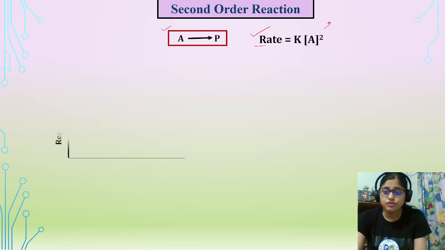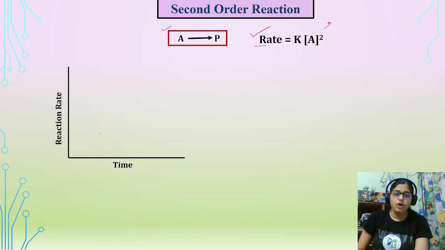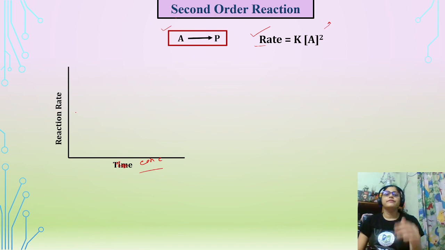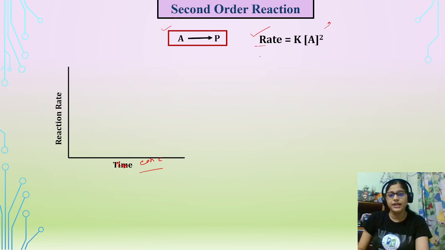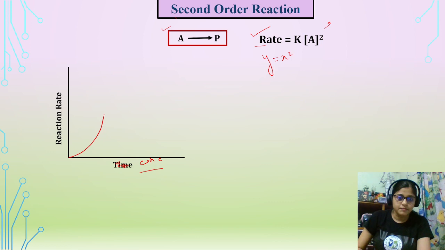Clear? So now, if we plot reaction rate versus concentration for a second order reaction, it will be like y equal to x square. It will look like this.